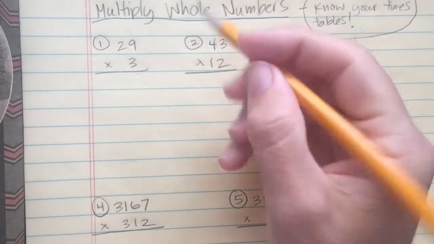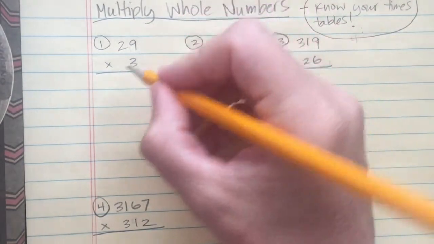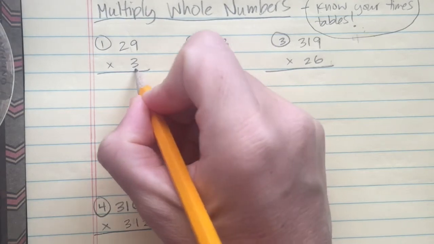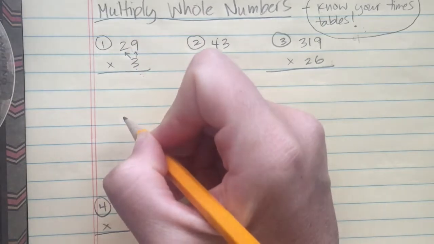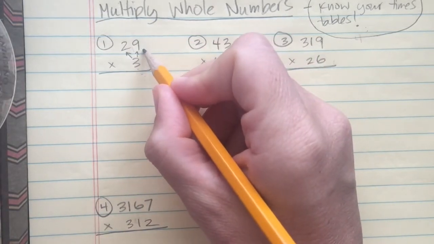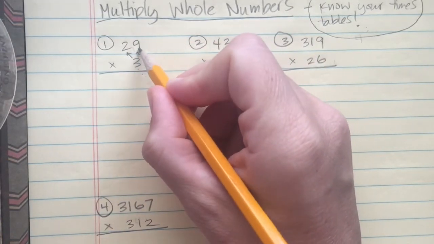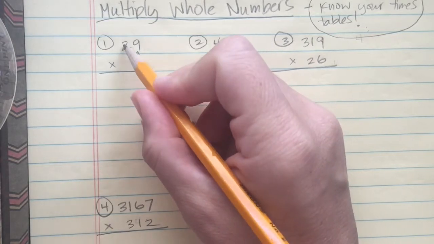Okay, so we're going to start by multiplying this number on the bottom. We're going to multiply it by each number up on the top. So starting with the one on the right, I'm going to multiply 3 times 9, and then I'm going to do 3 times 2.